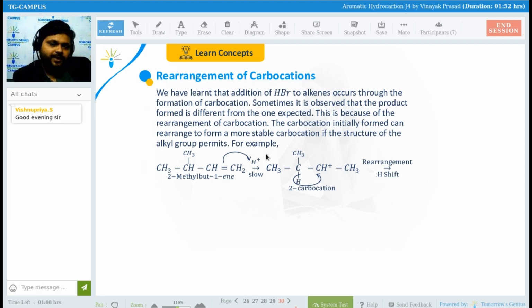You can see here, we have learned the addition of HBr to alkene occurs through the formation of carbocation. Sometimes it is observed that the product formed is different from the one expected. This is because of the rearrangement of carbocation. Carbocation initially formed can rearrange to form a more stable carbocation if the structure of the alkyl group permits. See here.